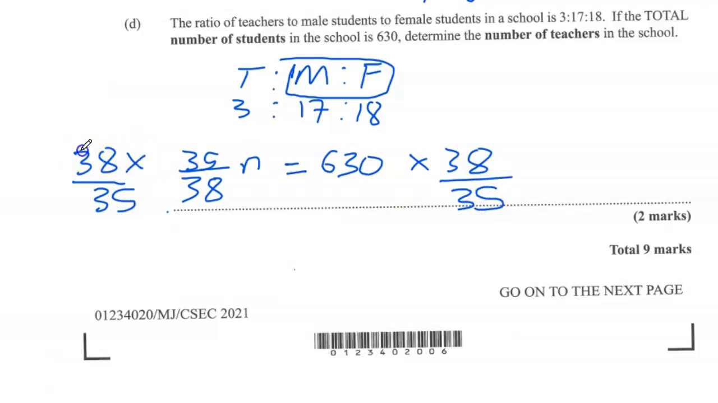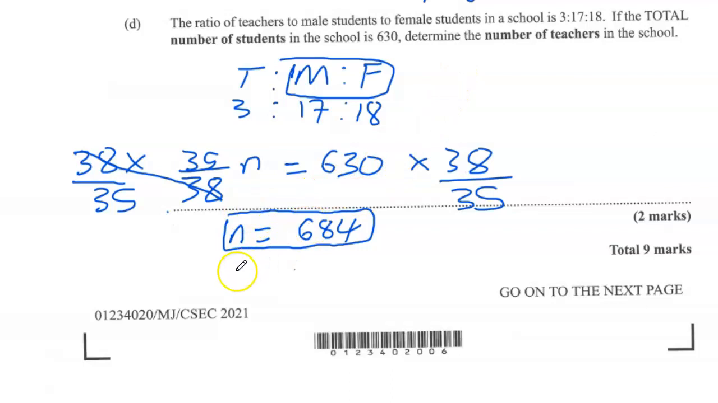Notice what happened. This time it's reciprocal, we end up with n. And then 630, let's do the calculation. 630 times 38 divided by 35, we end up with 684. And this n equals 684 represents the total number of persons in the school, including teachers and students.